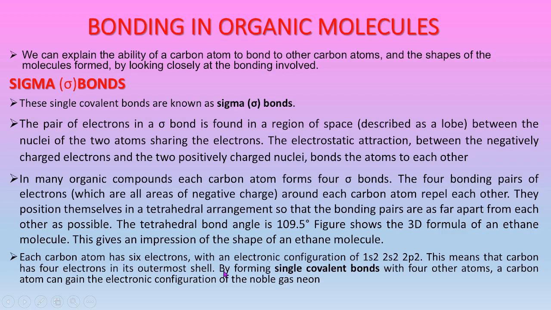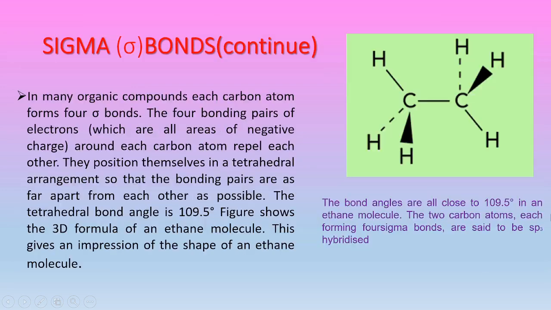Each carbon atom has 6 electrons with an electron configuration of 1s2, 2s2, 2p2. This means that carbon has 4 electrons in its outermost shell. By forming a single covalent bond with 4 other atoms, a carbon atom can gain the electron configuration of the noble gas, meaning neon. So you can see here, these are the sigma bonds. These are all sigma bonds.